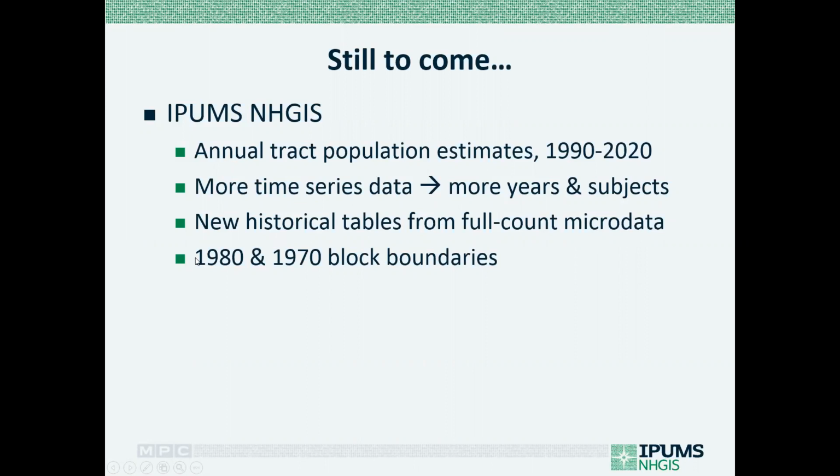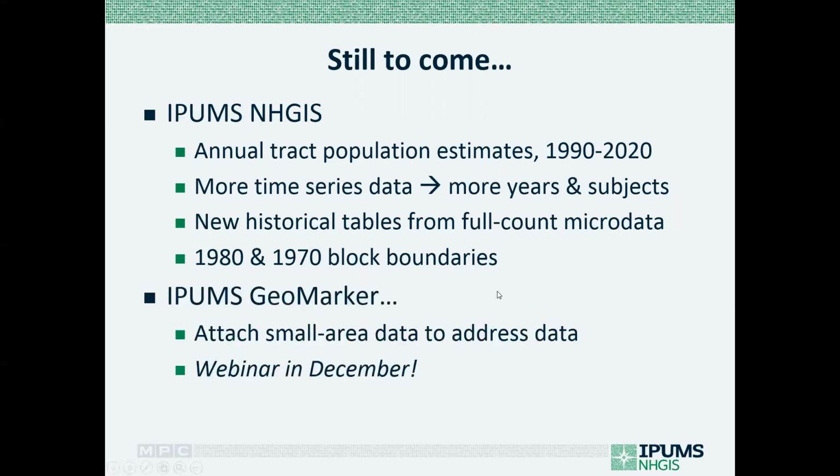Another thing that we have recently received funding for is creating block boundaries for 1980 and 1970. This will allow us to produce those really high precision maps, but also to standardize 1980 and 1970 data to 2010 boundaries the same way that we're doing 1990 and 2010. That's going to be a long process, and our funding didn't come up to the level that we had hoped, so we might not be able to produce it as soon or as completely as we hoped, but we will be working on that.